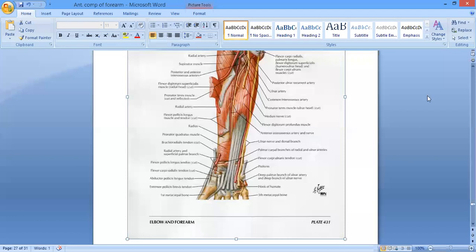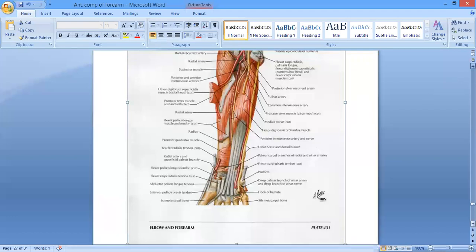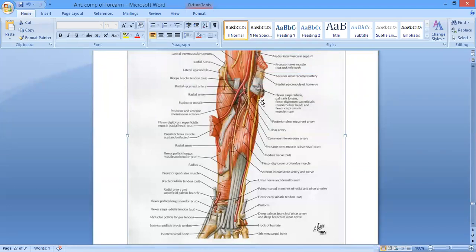Here you can see the brachial artery. It is going to divide here, opposite the neck of the radius, into the radial artery and the other one, the ulnar artery.